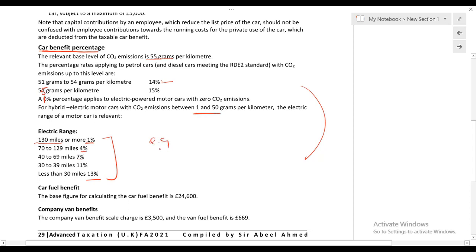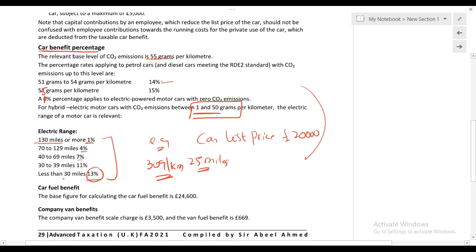For example, let's say I tell you the car list price is £20,000 and it is a hybrid car, and let's say the electric range is 25 miles. CO2 emission is, let's say, 30 grams per kilometer. It means it falls here, but the electric range is 25 miles. If the electric range is 25 miles, then we have to apply 13% because it says less than 30 miles, 13%. So how will you calculate the car benefit? Just multiply this 20,000 with 13%. 20,000 into 13% is 2,600. 2,600 is your car benefit.